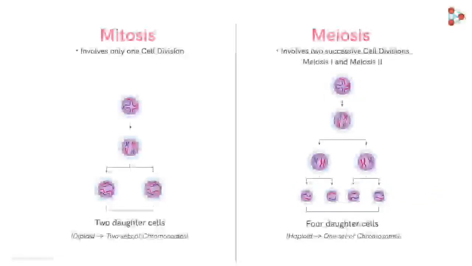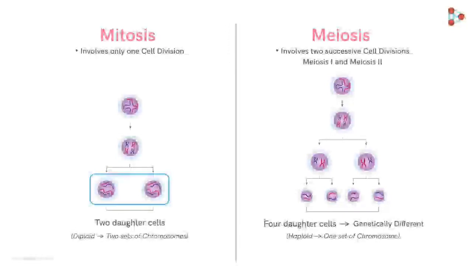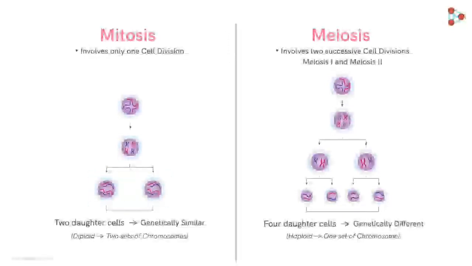The former difference also gives a clue about one more difference between the two. What could that be? Well, the image clearly depicts that all the 4 daughter cells produced by meiosis are genetically different from each other, while the 2 daughter cells that are produced by mitosis are genetically similar to each other. Now let's move on to the next difference.